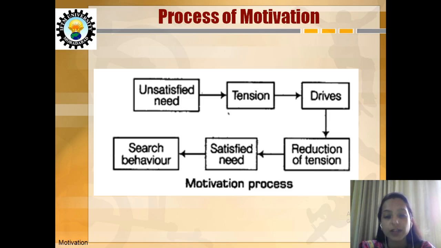And when this tension arises in the mind of a person, there are certain drives or wants. Now, what are these drives or wants? These drives or wants are something without which a person can live. But in order to make life easy, to make life luxurious, a person has wants or drives. For example, in order to satisfy the need which is unsatisfied, that is, if a person needs to earn money, he has to work hard and he has to get promotion to get more money.